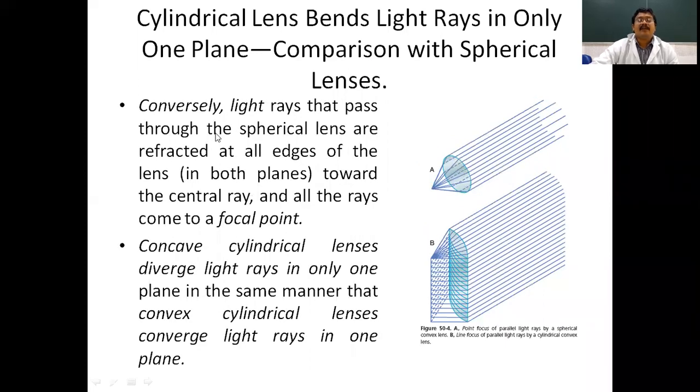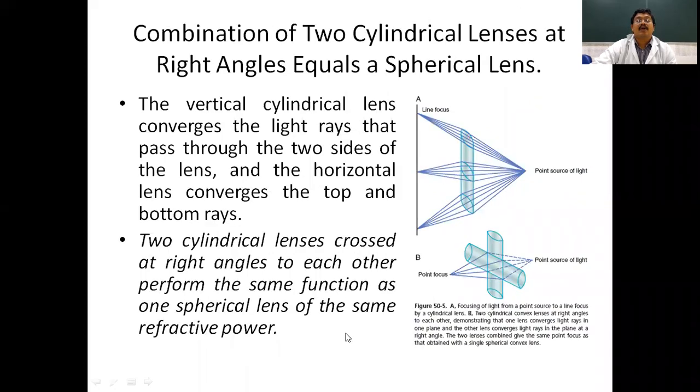Conversely, light rays that pass through the spherical lens are refracted at all edges and towards the center. It is a focal point. The concave cylinder lenses diverge the light rays in only one plane, and the convex cylinders only converge in one plane. Suppose you keep two cylinders of the same power at right angles, it also acts like a spherical lens. Whenever you place two cylindrical lenses crossed at each other, they form the same function as one spherical lens.